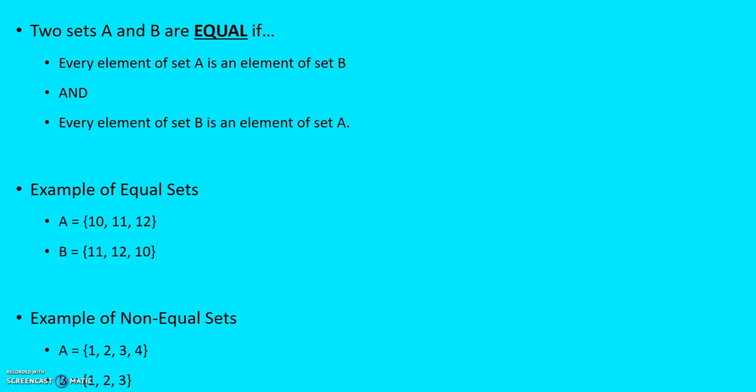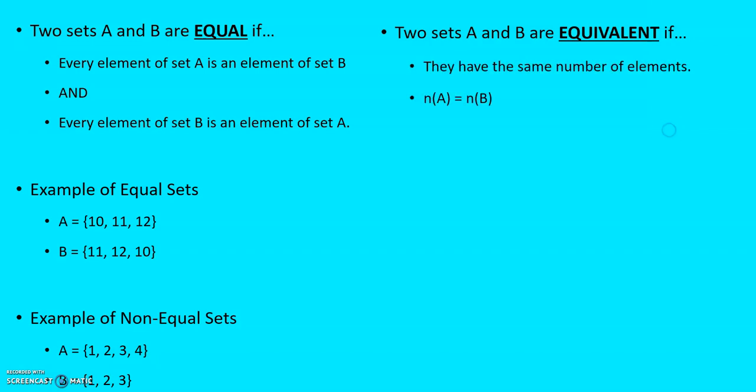An example of non-equal sets: A equals {1, 2, 3, 4}. B equals {1, 2, 3}. B does not have the same values in it that A does, so the sets are non-equal. Two sets A and B are equivalent if they have the same number of elements. n(A) has to equal n(B).